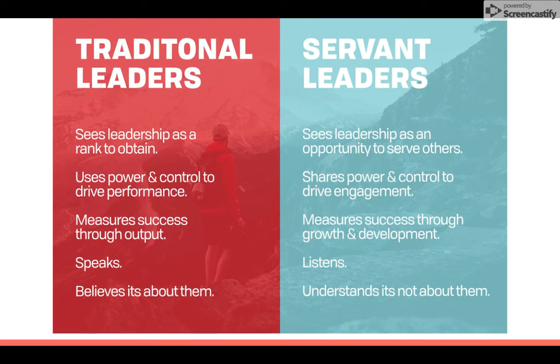Servant leaders, on the other hand, share power and control to drive engagement. They like to see everyone bought into a vision. They measure success through growth and development of all stakeholders. They are quick to listen to the needs of others, and they understand that it's not about them, but truly the collective.